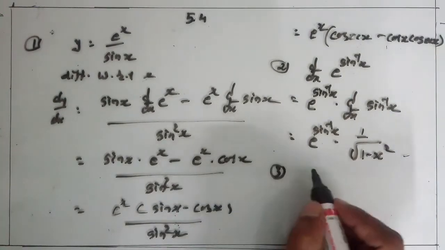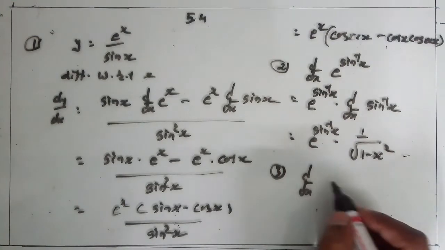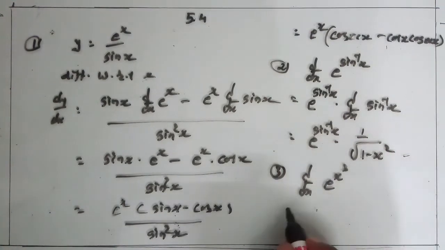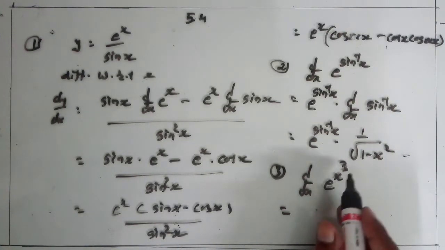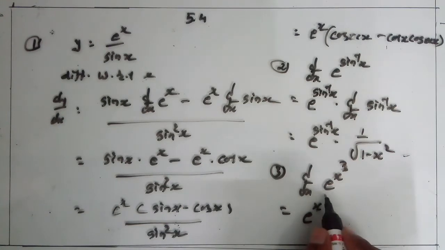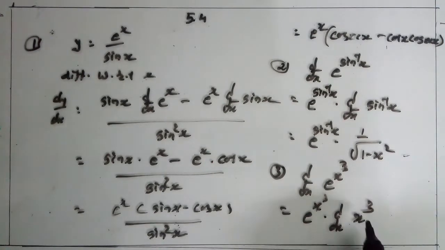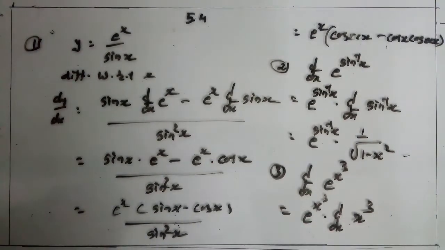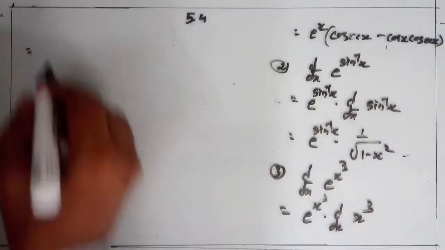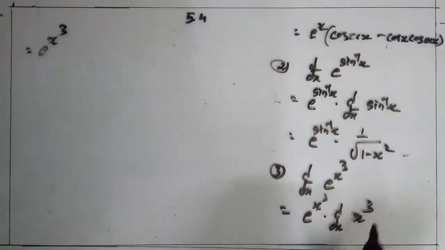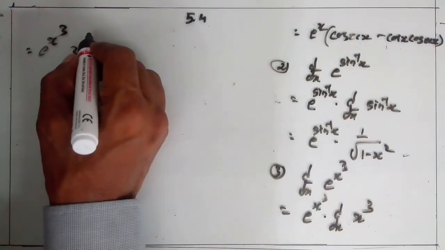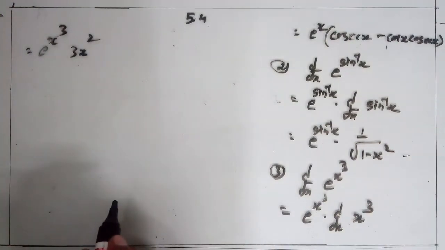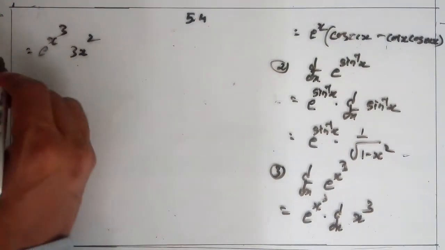Now question number 3. Find the derivative of e raised to x raised to 3. So the derivative of e raised to x cubed is equal to e raised to x cubed into the derivative of x raised to 3. Now the derivative of x raised to 3 is equal to 3 x raised to 3 minus 1, that is 2. Clear? So this is the derivative of the given term.